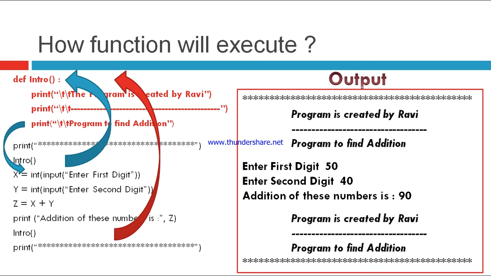Right? Once the function executes all its statements, it will jump back to the very next line after the calling statement, that is print star star star. So this star line will be there. Clear?